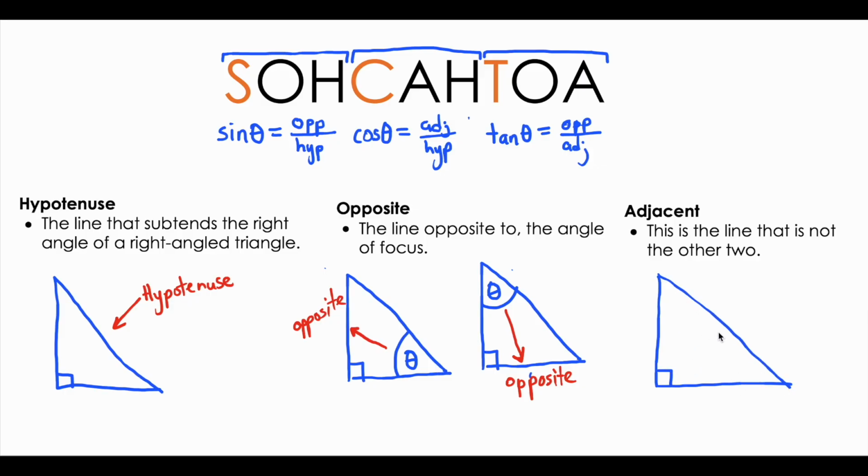So let's use these here as an example again now. Let's say our angle of focus is here, and we have here a line that is called what? What is this line here called? The hypotenuse. What is this one here? This is the opposite. So this one over here is the opposite. So what is this bottom one then? The adjacent. Does that make sense? All right, good.